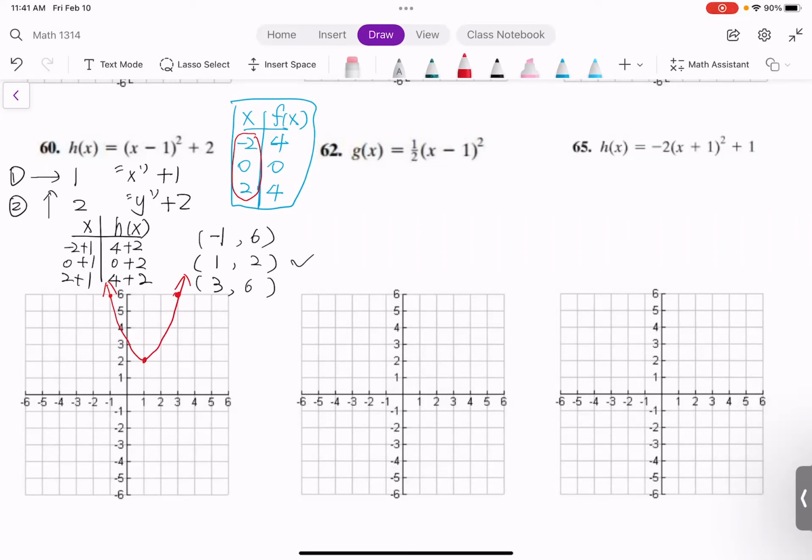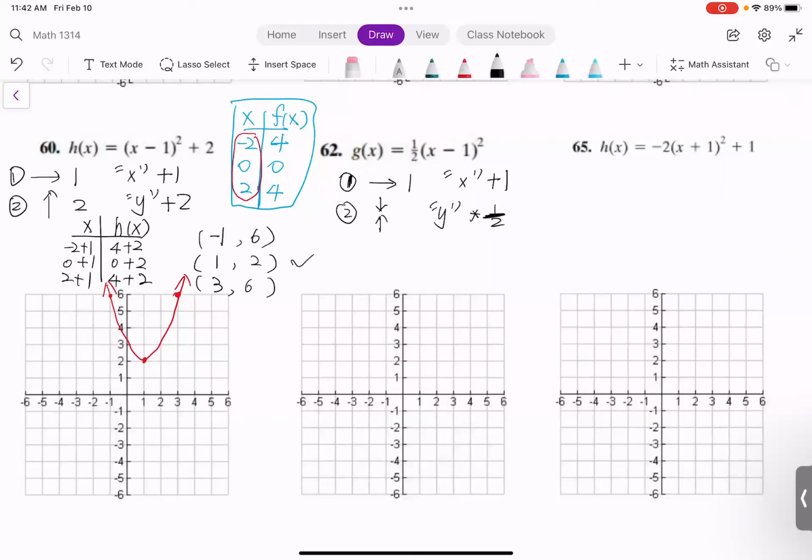And next example, 62. Let's see the transformations. The first one, we start from inside to outside. So inside is x minus 1. We're moving to the right 1 unit. All the x plus 1. And then outside the parentheses, we have 1/2. That means we are doing horizontally shrinking. We also say the compress. All the y need to be multiplied by 1/2 because all the y's value shrinked.